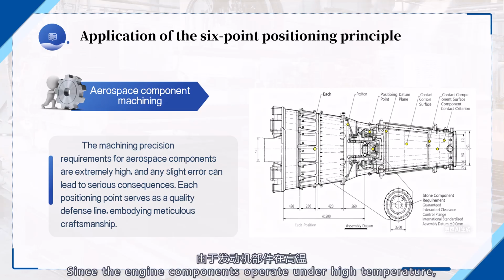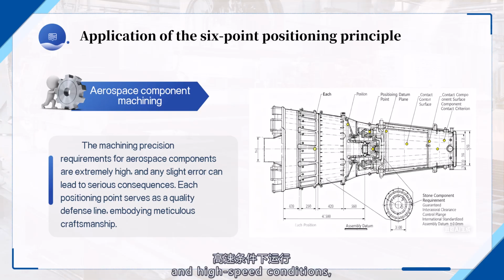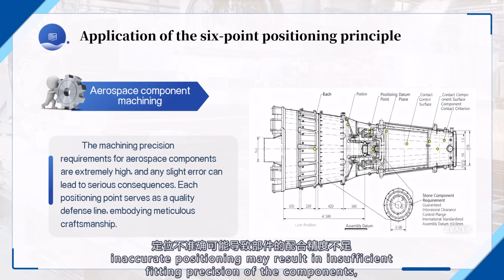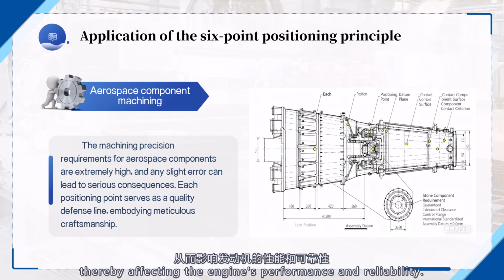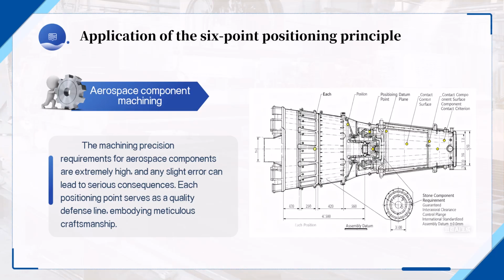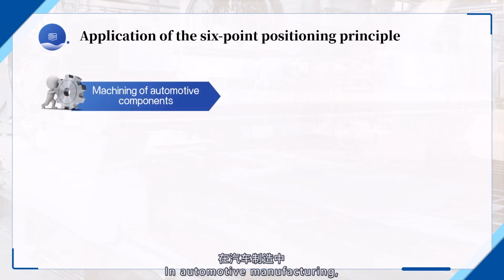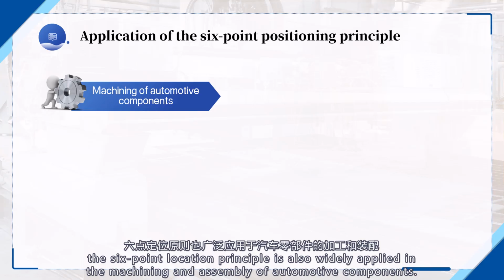Since the engine components operate under high temperature, high pressure, and high-speed conditions, inaccurate positioning may result in insufficient fitting precision of the components, thereby affecting the engine's performance and reliability. In automotive manufacturing, the 6-point location principle is also widely applied in the machining and assembly of automotive components.